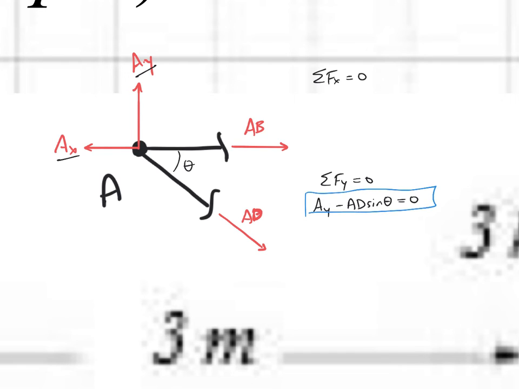In the x direction, the sum of the forces in the x direction equals 0. The sum of the forces in the y direction equals 0. The y direction is going to be easier, and it's going to be AY, because these are known. So AY minus AD, this is angle theta, so it's going to be the sine of theta, equals 0. I'm going to tell you right now before I keep going: this equation is worth 3 points.